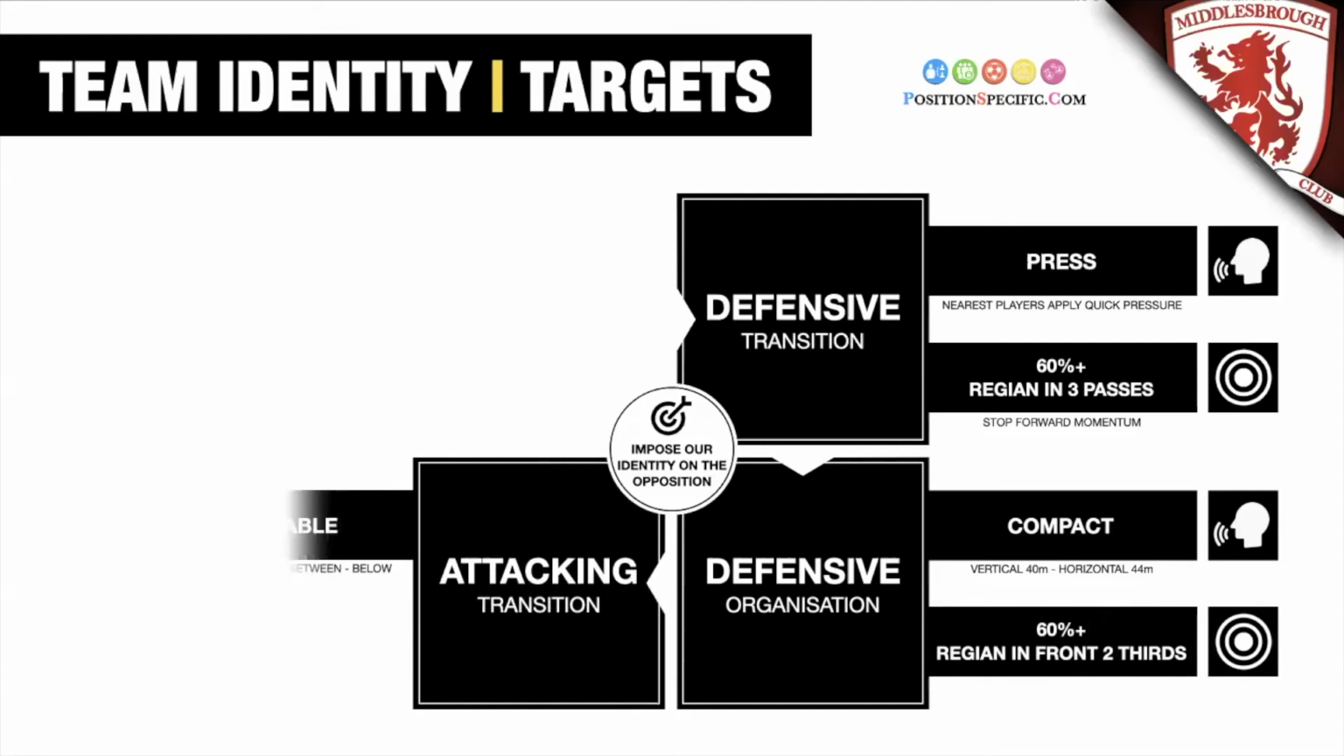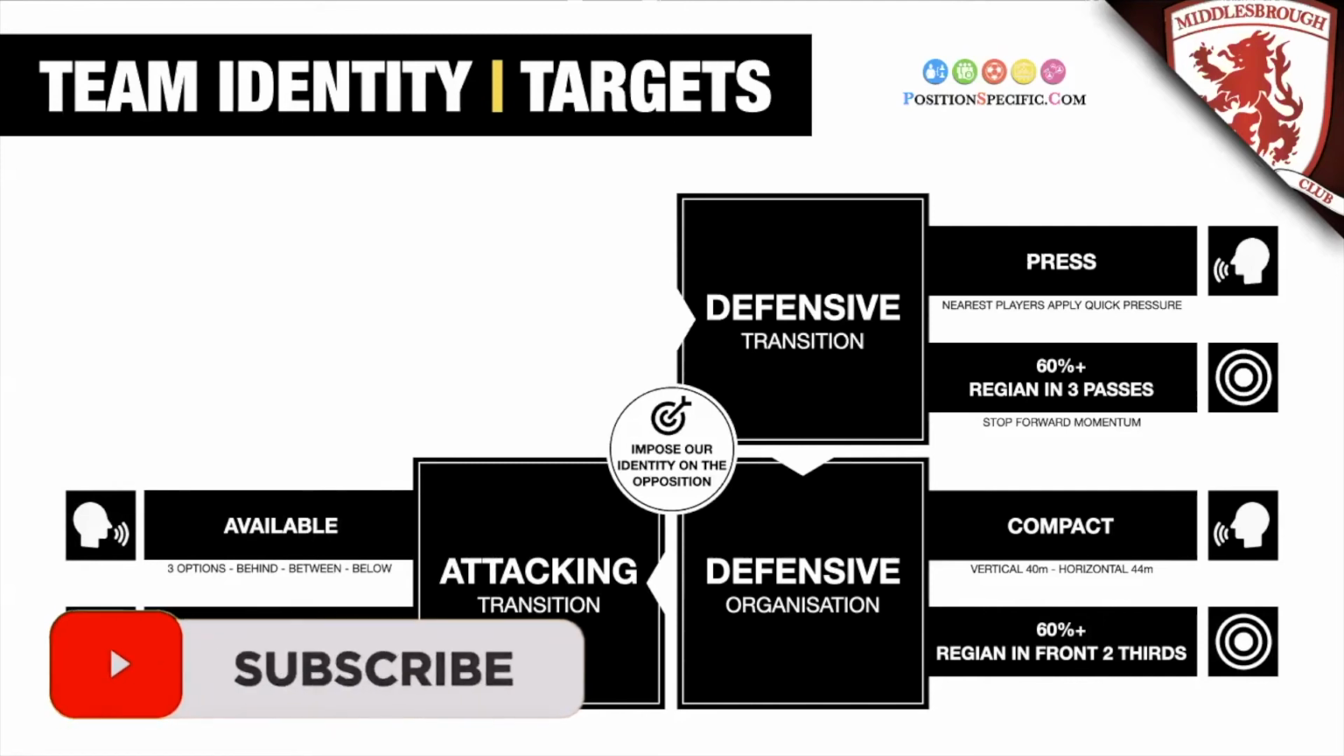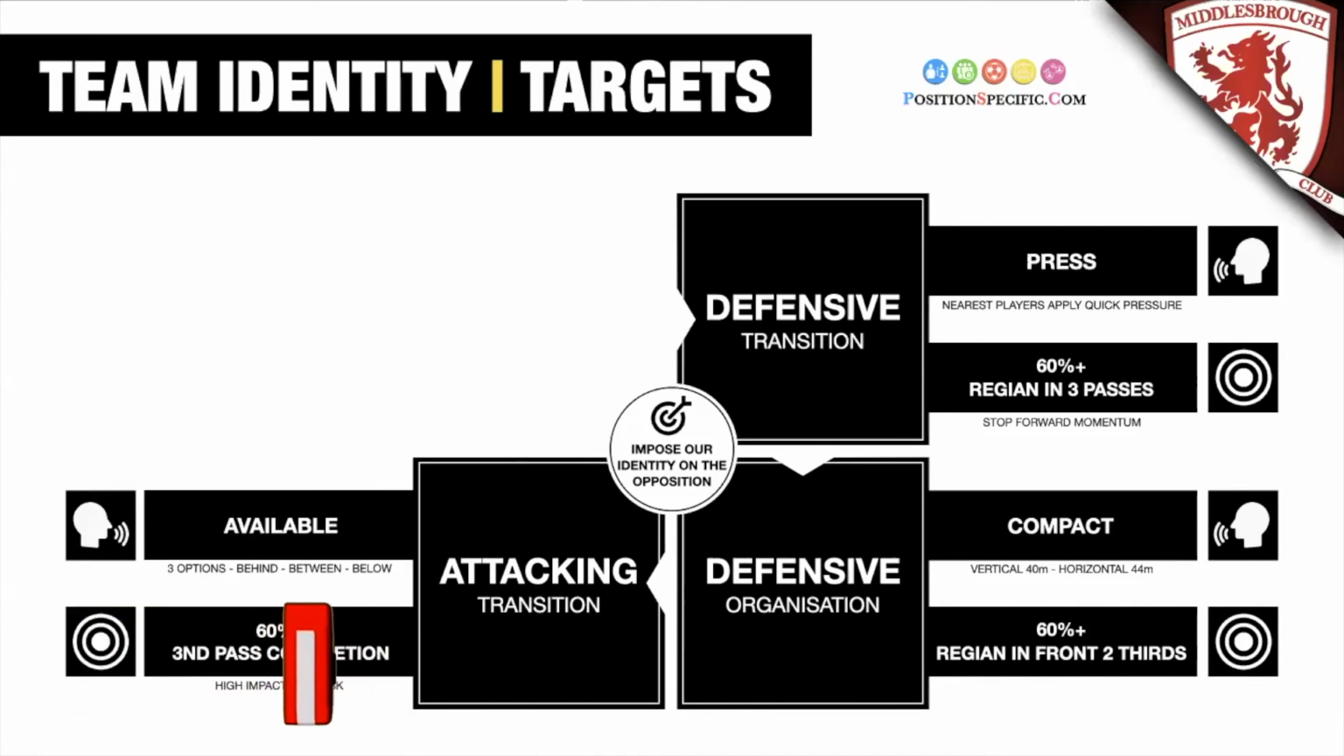Attacking transition, available. So we're looking at 3 options when we win the ball. 60% target again, and we're going to stick with a 3rd pass completion. Want to see if we can hit that for this game. What we'll say is over the next couple of weeks, we're going to change that to a 2nd pass completion and up the targets with the rest of them.